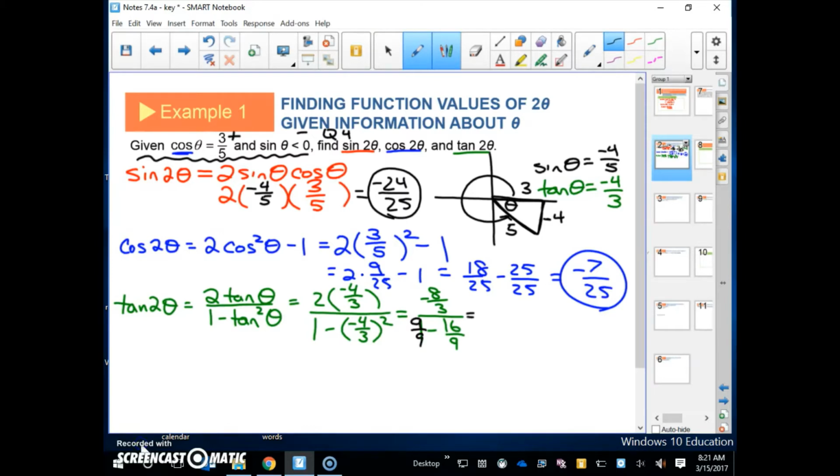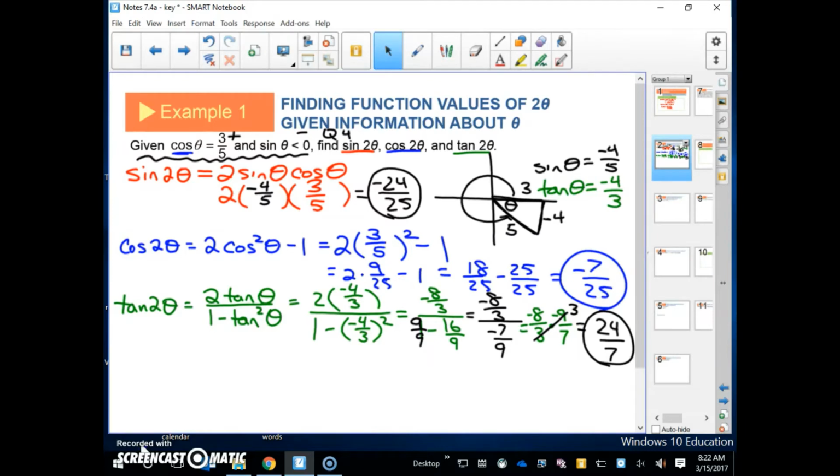You're constantly having problems where you have to add fractions and get a common denominator. Okay, we do that over and over again. I see negative 8/3 all over 9 minus 16, which is negative 7. We've got negative 7/9. We're dividing fractions, so let's multiply by the reciprocal. I would see negative 8/3 times negative 9/7. 3 goes into 9 3 times. We've got negative 8 times negative 3 is 24. I've got 24 over 7. Tangent 2 theta equals 24 over 7.